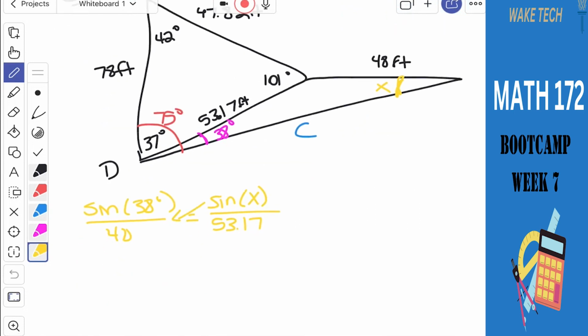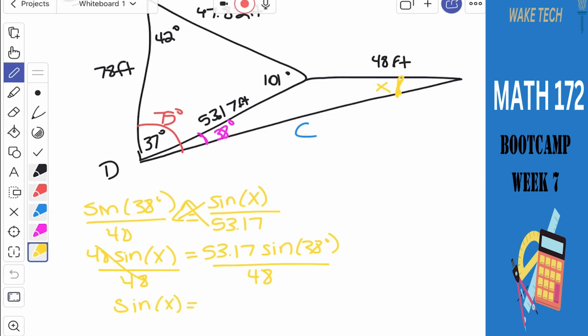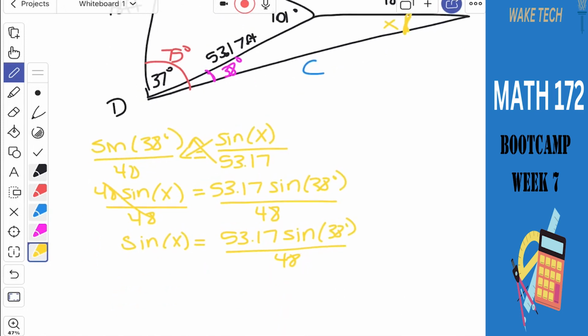Cross multiplying here, we get 48 sine X equals 53.17 sine 38. Solving for X, we next need to divide both sides by 48. And then finally, we can use inverse sine to get that angle X is the inverse sine of 53.17 sine 38 degrees over 48.